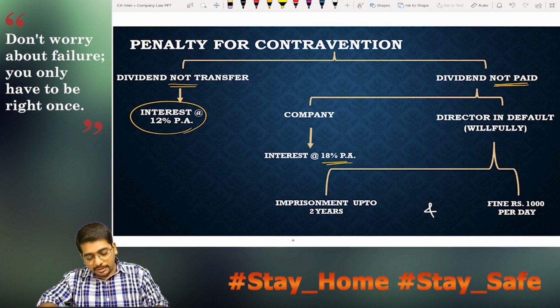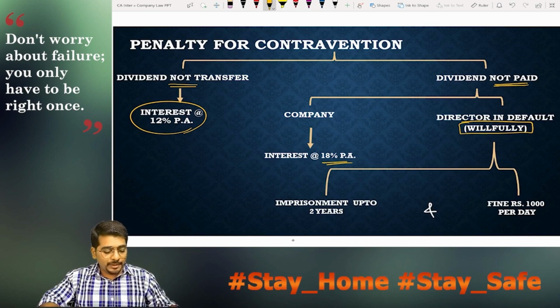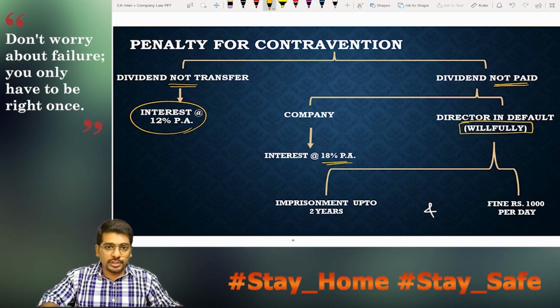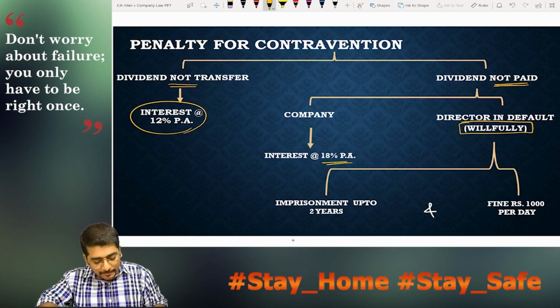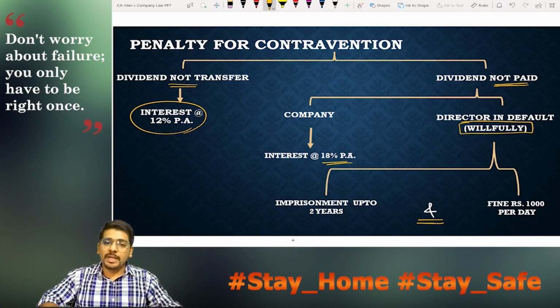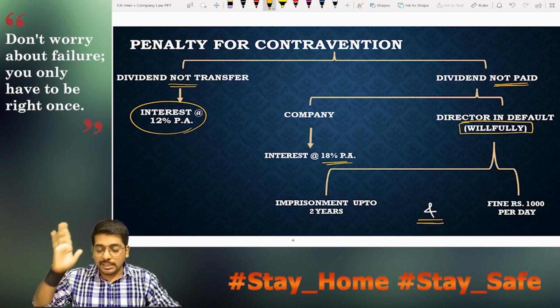And every director of the company who is in default willfully will be imprisoned for up to 2 years, and a fine of rupees 1,000 per day will be levied until the payment of dividend is made.